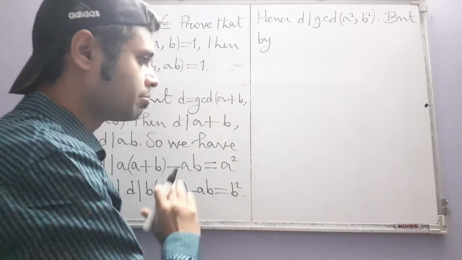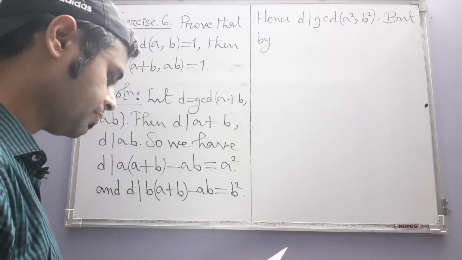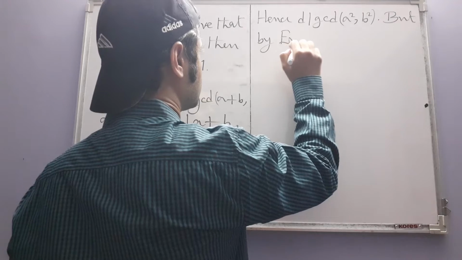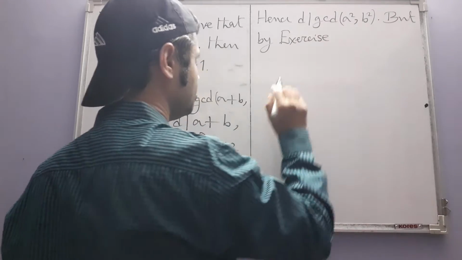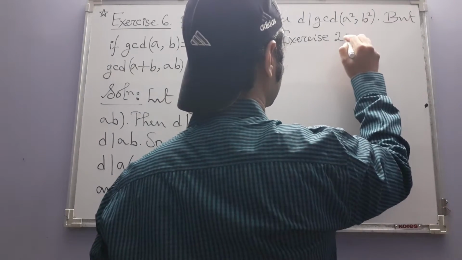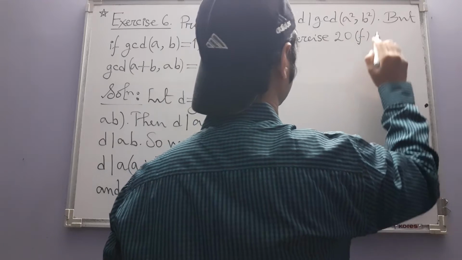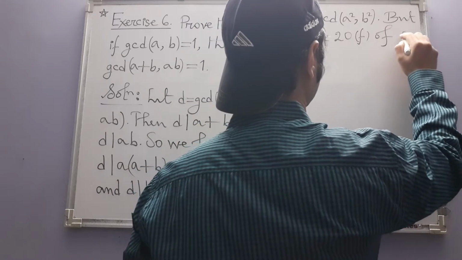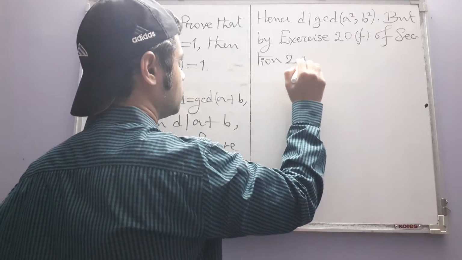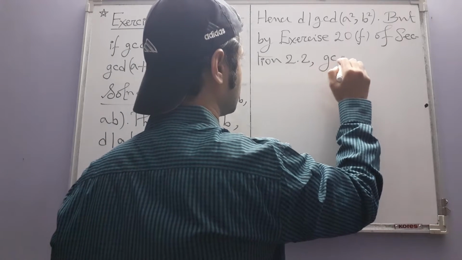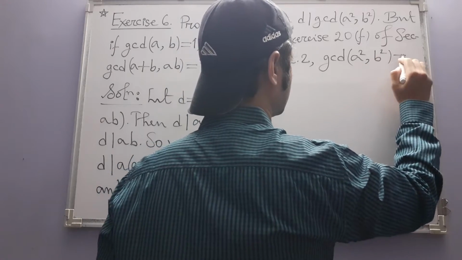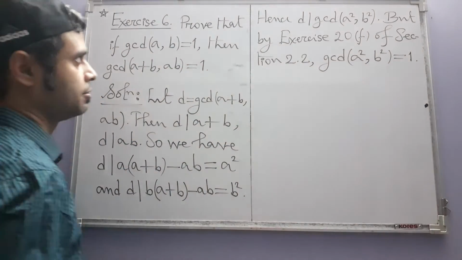And that follows from a previous exercise that we already have solved, and that thing is this. In fact, from the previous section itself, we are having that exercise. Exercise 20 part F of section 2.2. This is equal to 1.